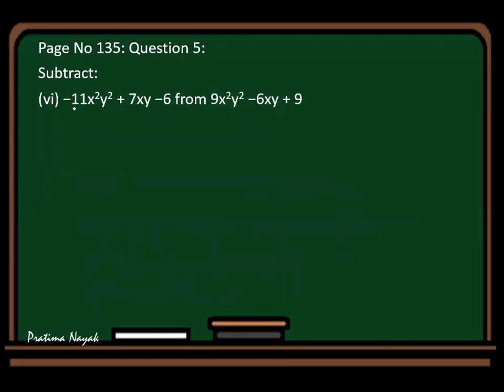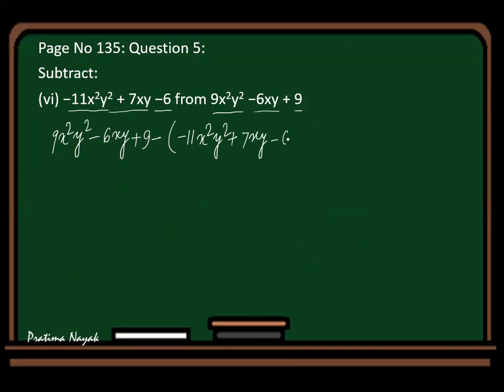Next, sixth part: subtract negative 11x square y square plus 7xy minus 6 from 9x square y square minus 6xy plus 9. So 9x square y square minus 6xy plus 9, subtraction minus 11x square y square plus 7xy minus 6. So, next change the sign. What about your 11? It will become positive. What will be 7xy? It will be negative. And what about 6? It will become positive.